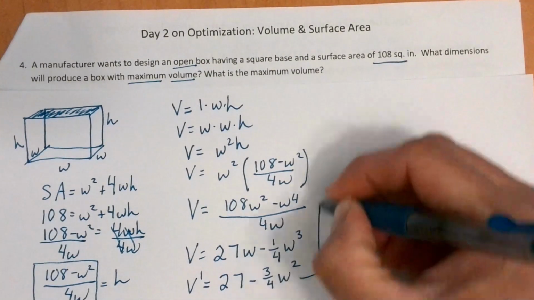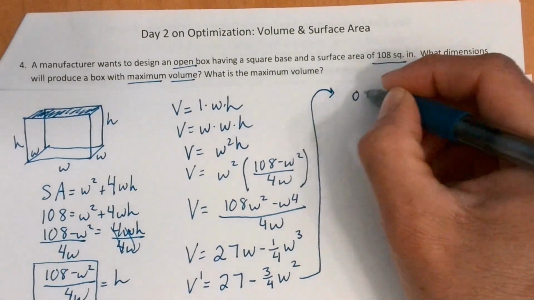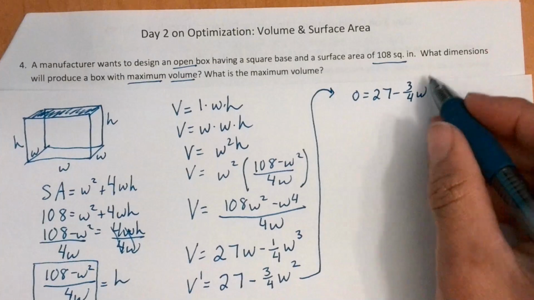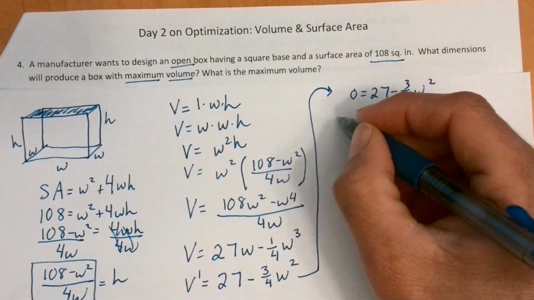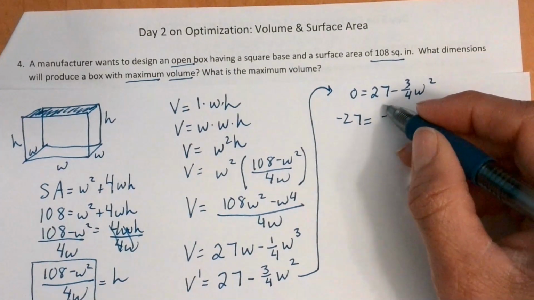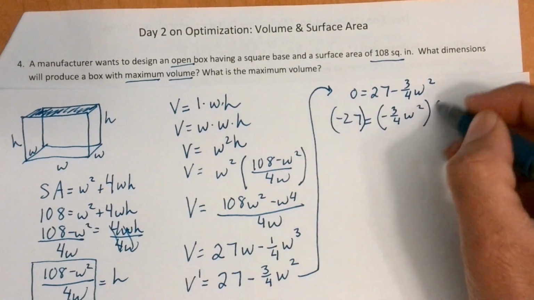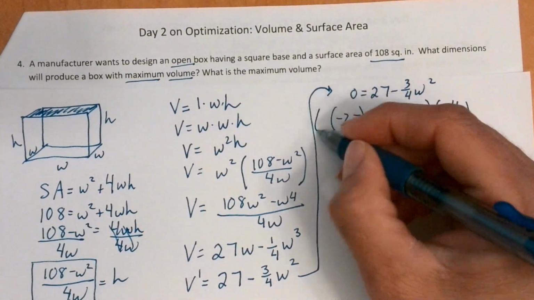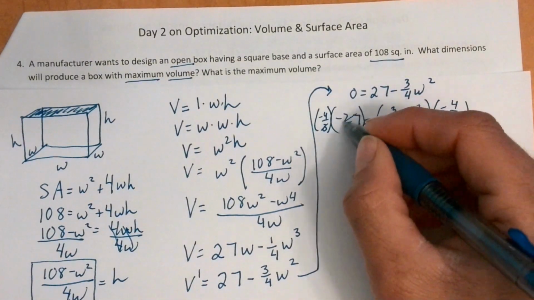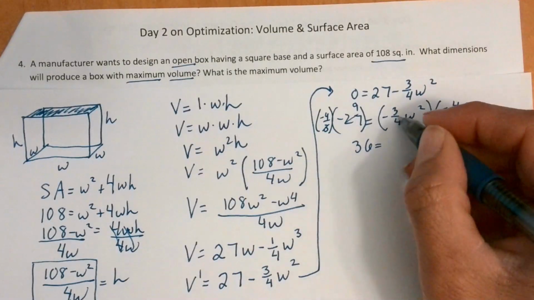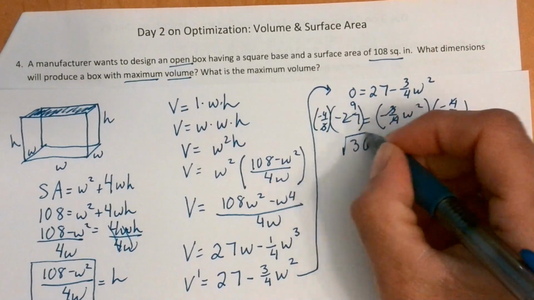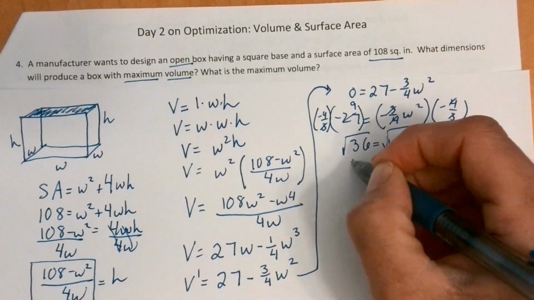So I'm going to move up here, and I'm going to set this equal to 0 and solve for w. And so I'm going to move my 27 over. I need to either divide by negative 3/4, or I am going to multiply both sides by negative 4/3. And on this side, 3 goes into 27 9 times, so I have 36. On this side, my coefficient cancels, and I'm left with w squared. And then we'll take the square root of both sides, and I am left with plus or minus 6.